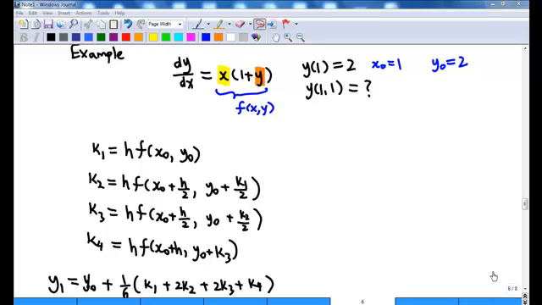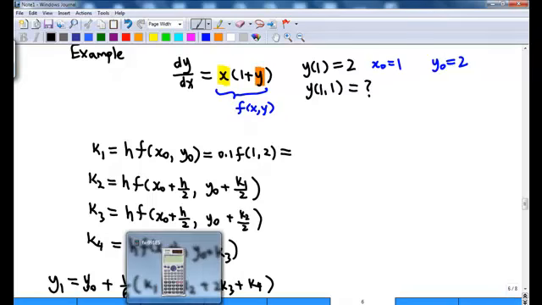Now I'm going to show you how to implement the Runge-Kutta method with the CASIO FX991EX. First, I'm going to find out my K1. Now, K1 is equal to h times f of x0, y0, where x0 is equal to 1, y0 is equal to 2. So this is equal to 0.1 times f of 1, 2. Now let's use my calculator to implement this.